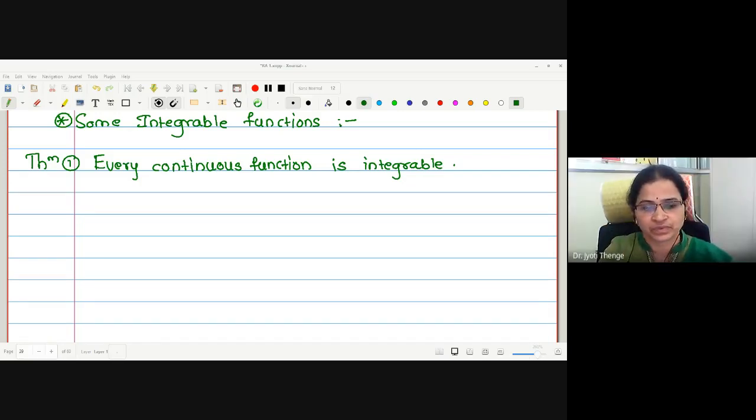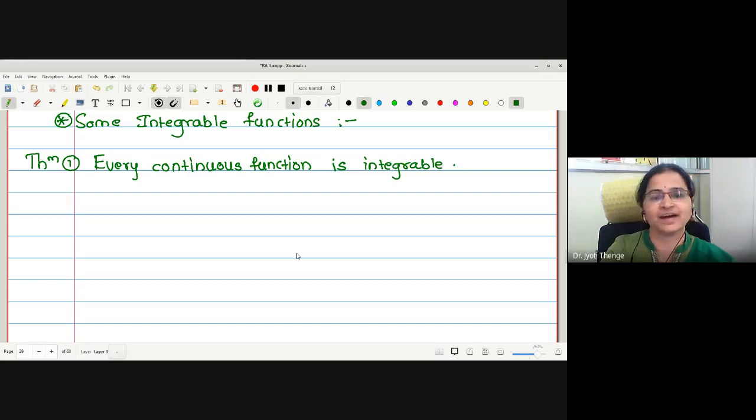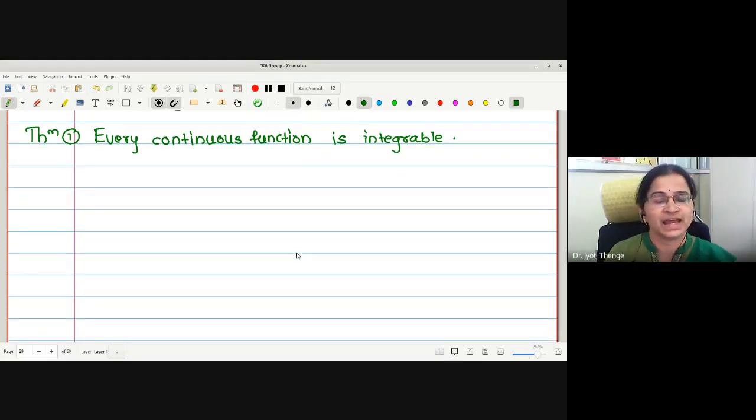Okay. Let us prove the statement that every continuous function is integrable. What should we start with? An assumption of a continuous function. Our job is to prove the integrability.